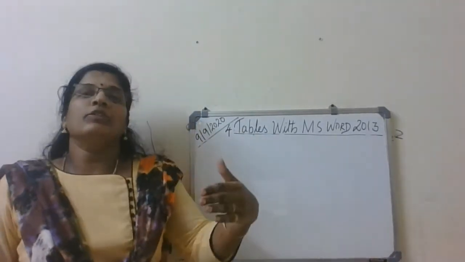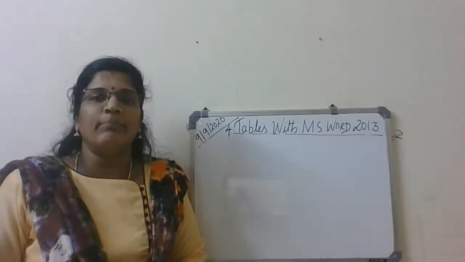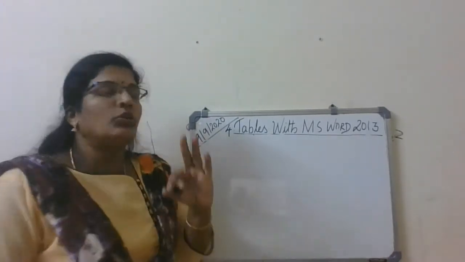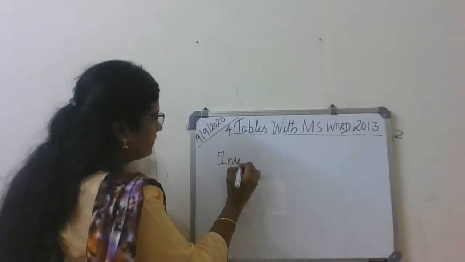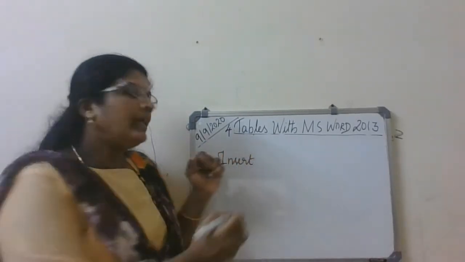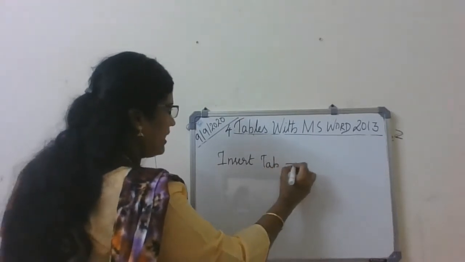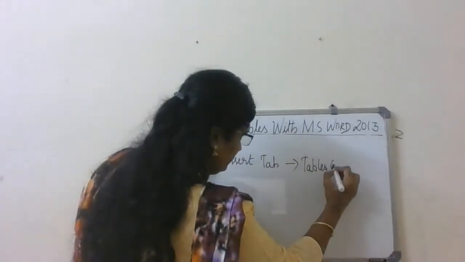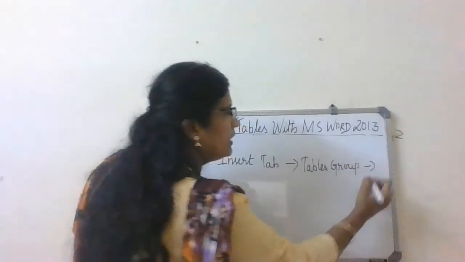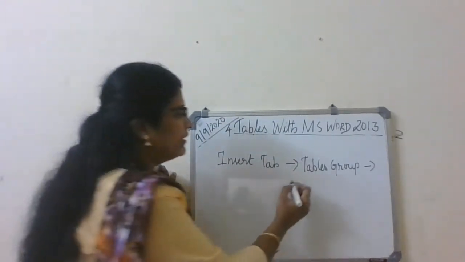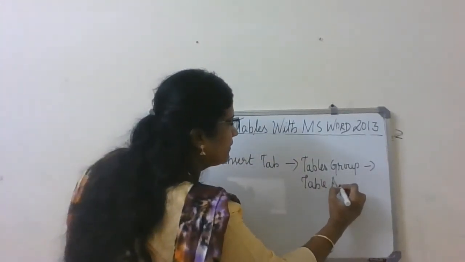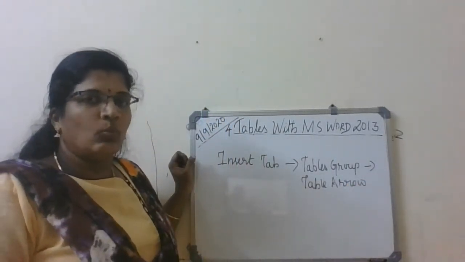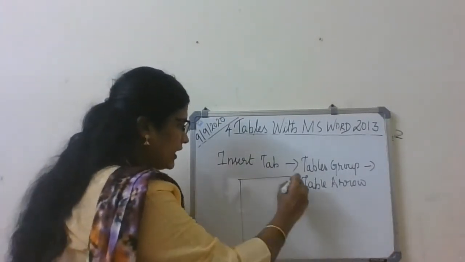So, students, I'll give you a small recap of how to create a table in MS Word. Then we will move on to the practical session. To create a table, you have to go to the Insert tab. The second thing is the group name, Tables group. The third one is Table arrow. If you click on the table arrow, one pop-up appears. It will be like this.